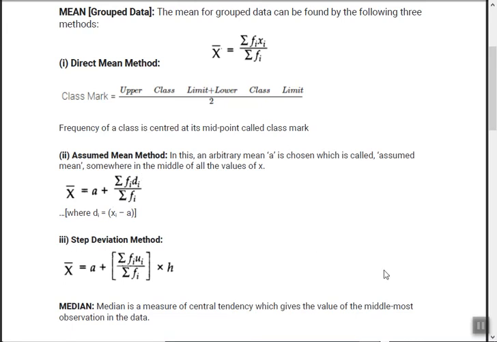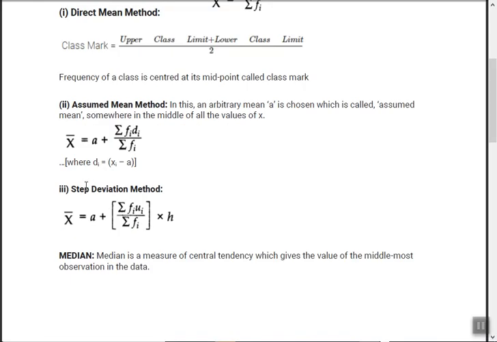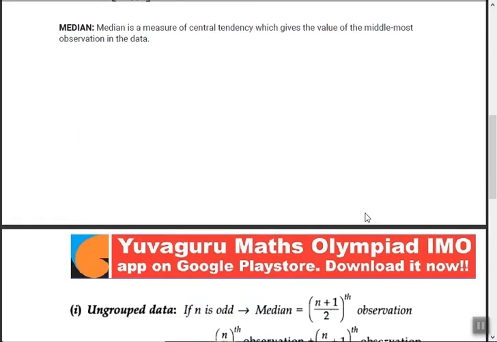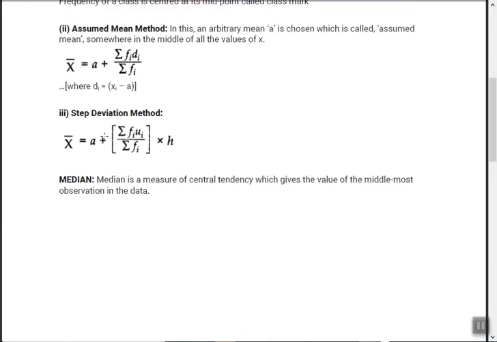The next is the step deviation method. Now this step deviation method is a bit difficult, but let's see. First see this formula: x bar, the mean, equals A, again the assumed mean, plus summation fi ui upon summation fi into h. Now what is all this? We'll just see. Actually everything has been done in the problems. When you download this app and get these problems, you will get everything. But I'll give you one example here for you to understand.